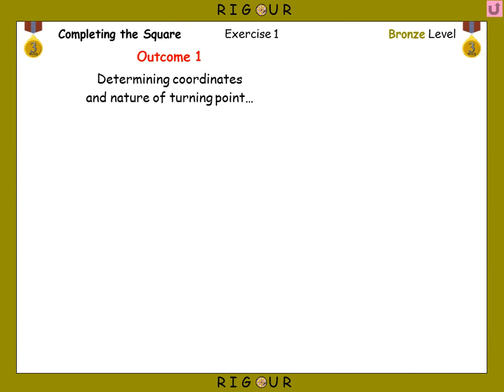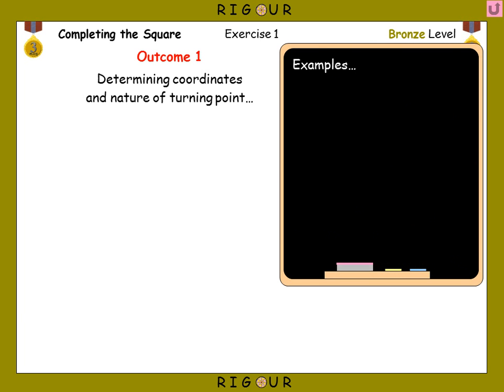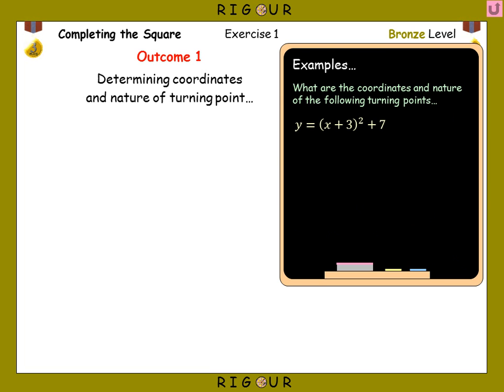So first things first, we should be able to determine the coordinates and the nature of a turning point from looking at its equation. First of all, we have (x + 3) all squared plus 7. For the coordinates of the turning point, we've got plus 3 inside the bracket, which we change to minus 3, and we've got plus 7 outside the bracket, so we leave that just as 7. The informal way of doing this: we change the sign when it's in a bracket, and we leave it alone when it's outside the bracket.